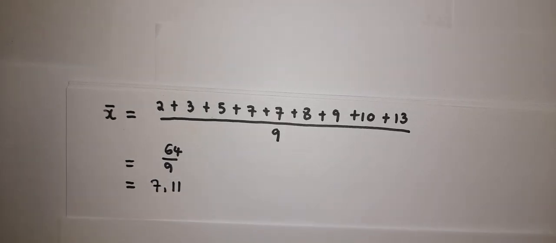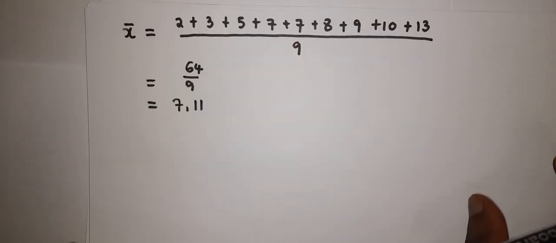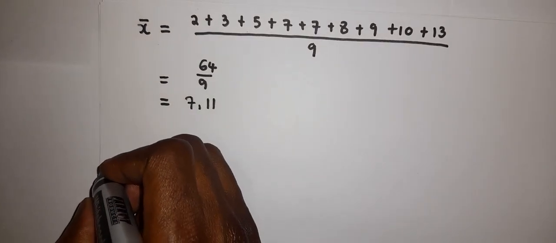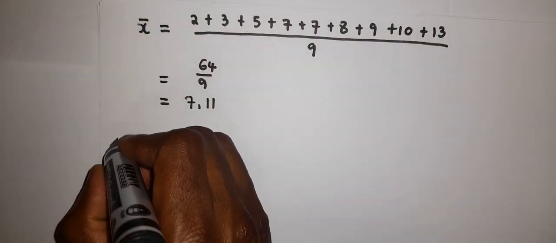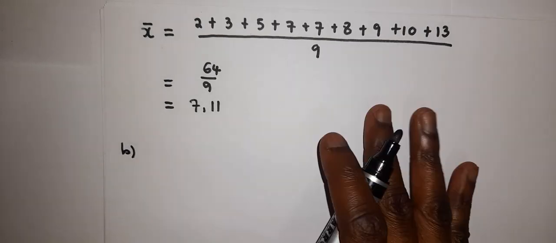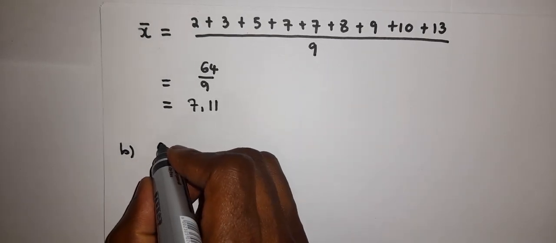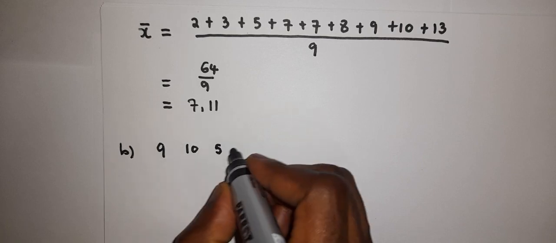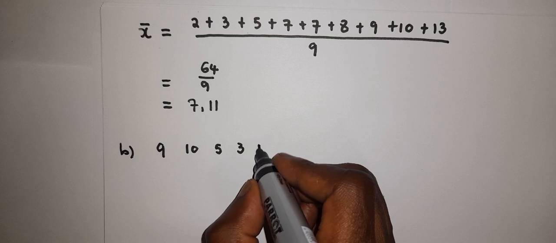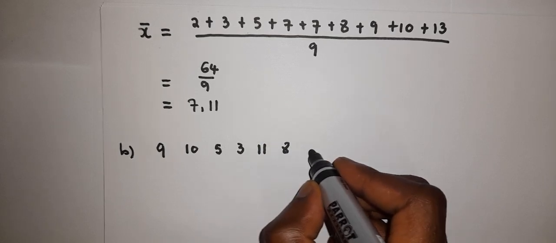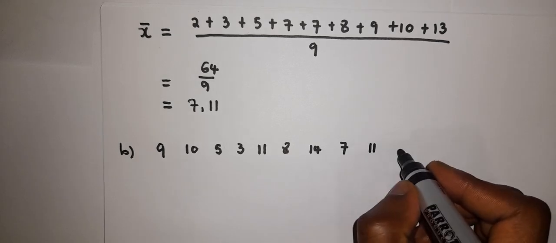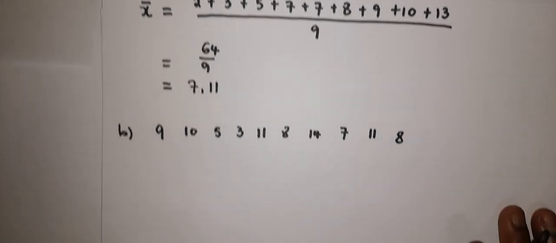Then that's how you would calculate your mean, grade 10s. Right, so let's look at the second set of data. For the second set of data, I'm going to do this on purpose because there's something I want to show. We have 9, a 10, a 5, a 3, 11, 8, 14, 7, 11, and 8.